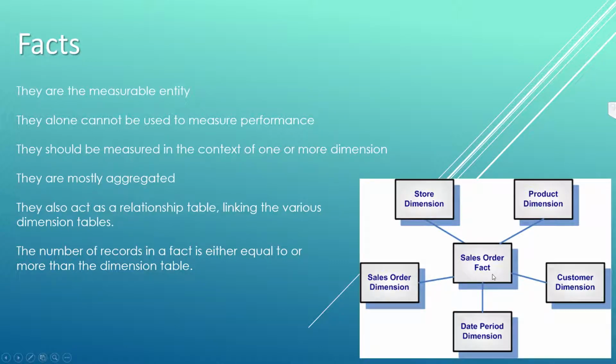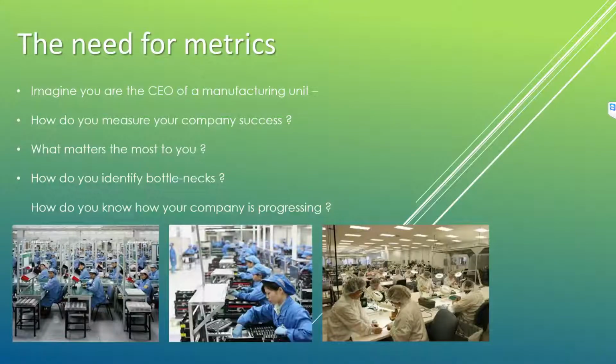A fact is always expressed in the context of one or more dimensions. A fact itself has no meaning. It has to be along with one of these dimensions. And then they're mostly aggregated. If you don't aggregate, if you're printing out individual facts, it just means that somebody is looking for an operational report. Let me quickly go back to the first slide to give you an example.